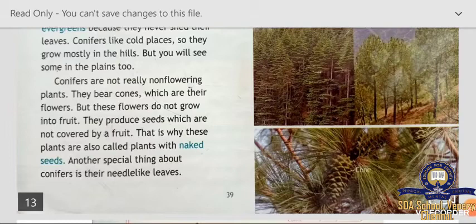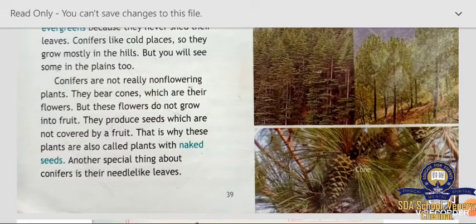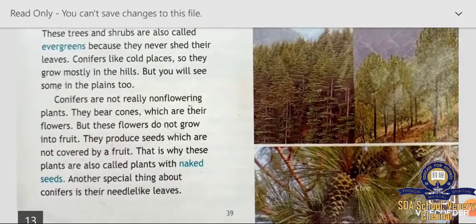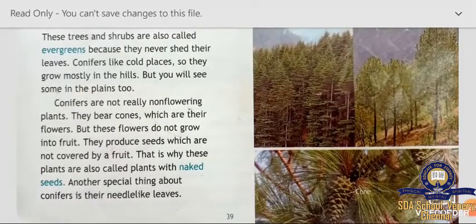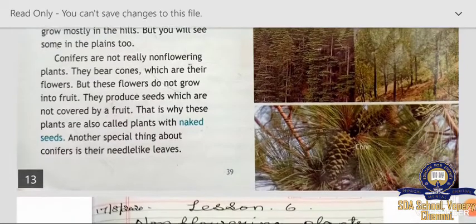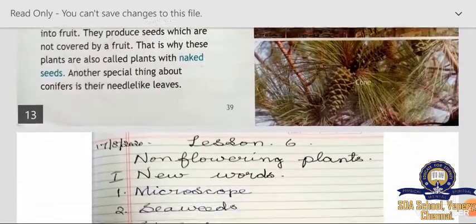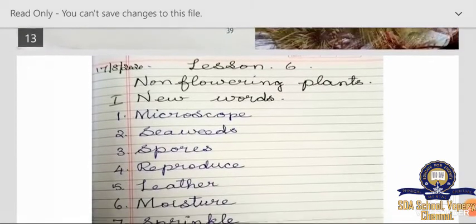Another special thing about conifers is their needle-like leaves. The leaves will be like a needle, short, and we say in Tamil, oosi ilai. Okay, oosi ilai kadugal. You can see in the picture the needle-like leaves. Now, shall we learn the new words from this lesson?